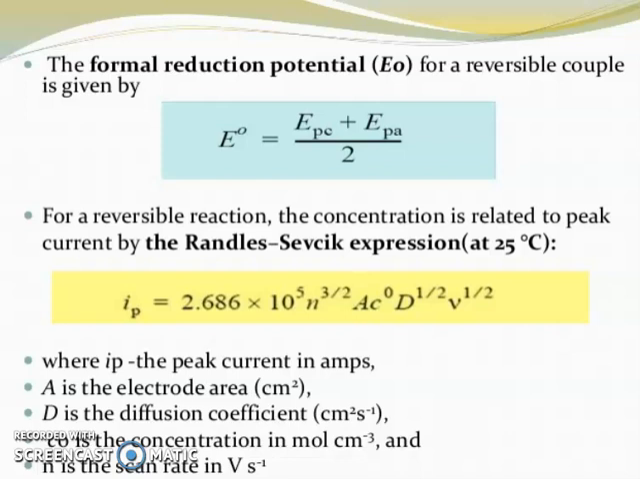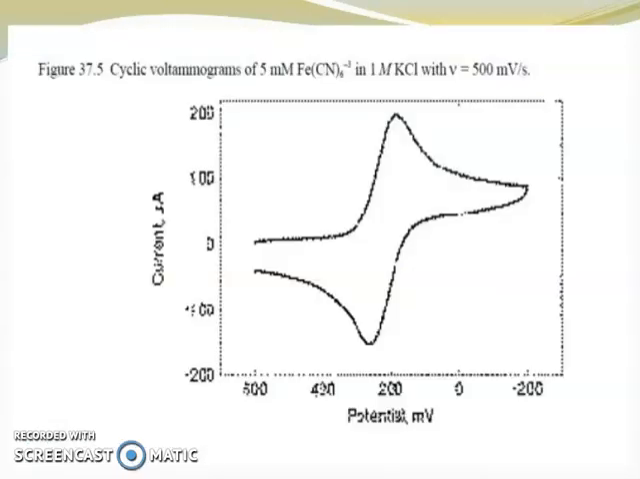The reversible reaction concentration is related to peak current by the Randles-Sevcik expression. So Ip is equal to 2.686 times 10 to the power 5, n to the 3 by 2, A C naught D to the half v to the half, where Ip is the peak current in amperes, A is the electrode area in cm squared, D is the diffusion coefficient, C naught is the concentration in mole per cubic centimeter, and v is the scan rate. So this is the cyclic voltammogram.